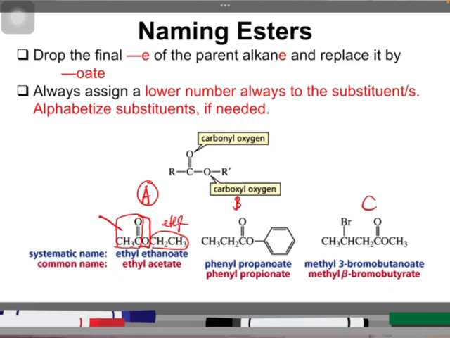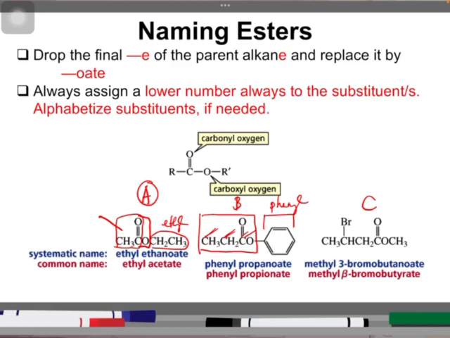For letter B naman, it's called phenyl propanoate. So, yung phenyl part is this one. And where is the propanoate part? The propanoate part is this one. So, count the number of carbons: 1, 2, 3. Met, et, prop. So, propane siya originally. You convert it to oate, drop the E. So, magiging propanoate siya. Okay? So, it becomes phenyl propanoate.